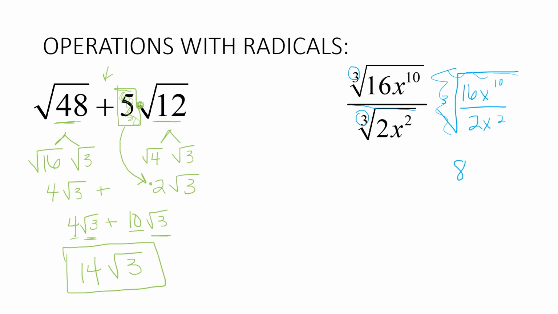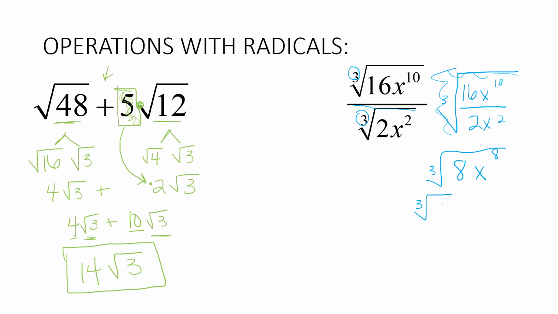And when I have x to the 10th on top and x squared on bottom, remember this is the quotient rule with our exponents. That means I'm going to subtract 2 from 10. So I should have 8 x's left on top, none left on bottom. So I'm going to bring down that cube root sign then. And again, this just goes back to the previous slide where we just have to simplify this radical.